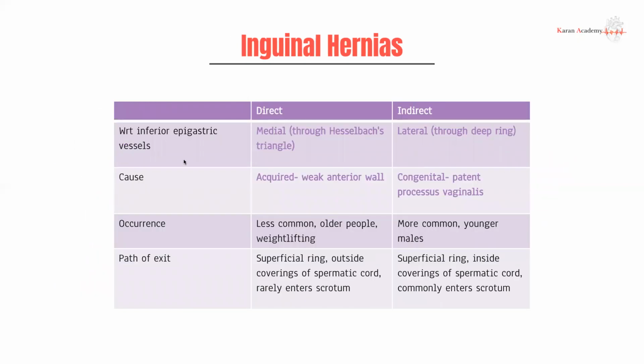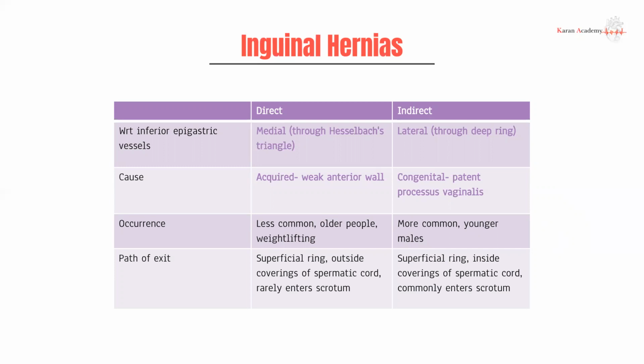And that's basically what this table talks about. So direct and indirect, with respect to the inferior epigastric, direct are going to be medial, indirect lateral. Causes are mostly acquired weak muscular anterior wall, with indirect, which are mostly congenital. Buzzwords include weightlifting, because of that increased intrathoracic pressure and intra-abdominal pressure. With indirect, it's going to be more common in younger patients, since obviously this is a congenital defect, versus direct, which is more so a weakness, which sets in with age as well.